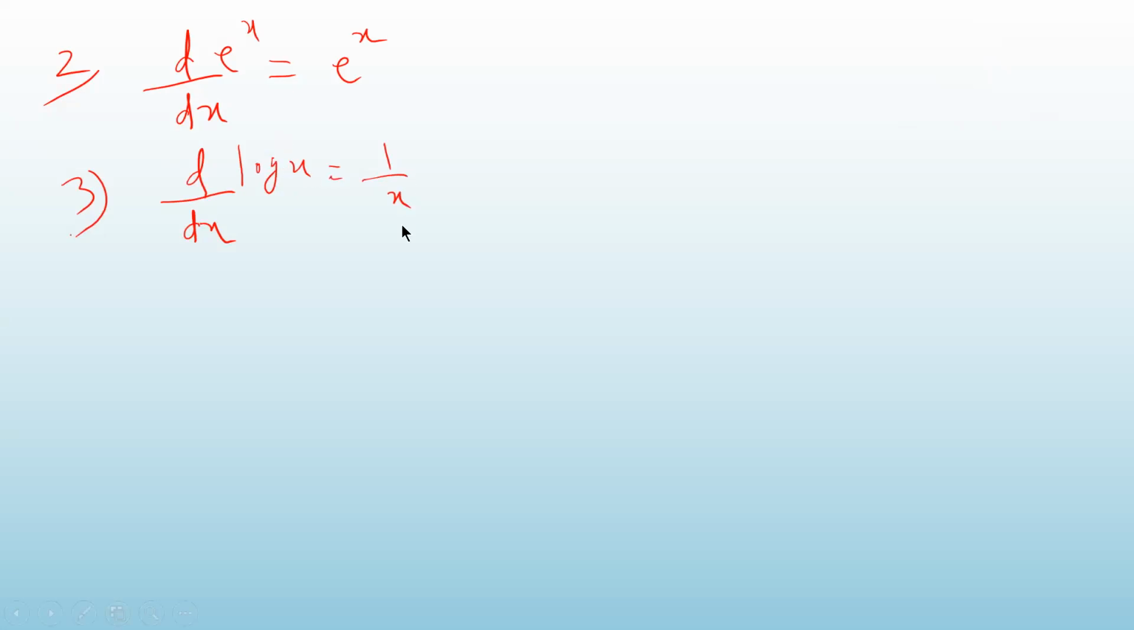Derivative of log of x is 1 upon x. Fourth one, derivative of a to the power x is equal to a raised to x into log of a, where a is a constant.